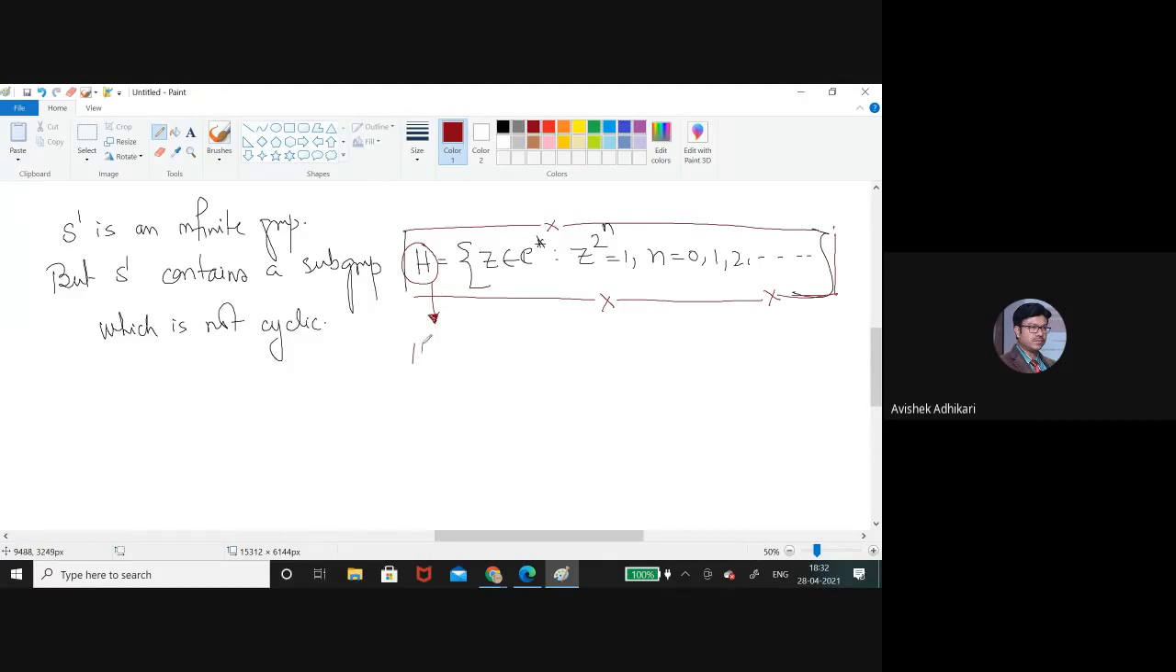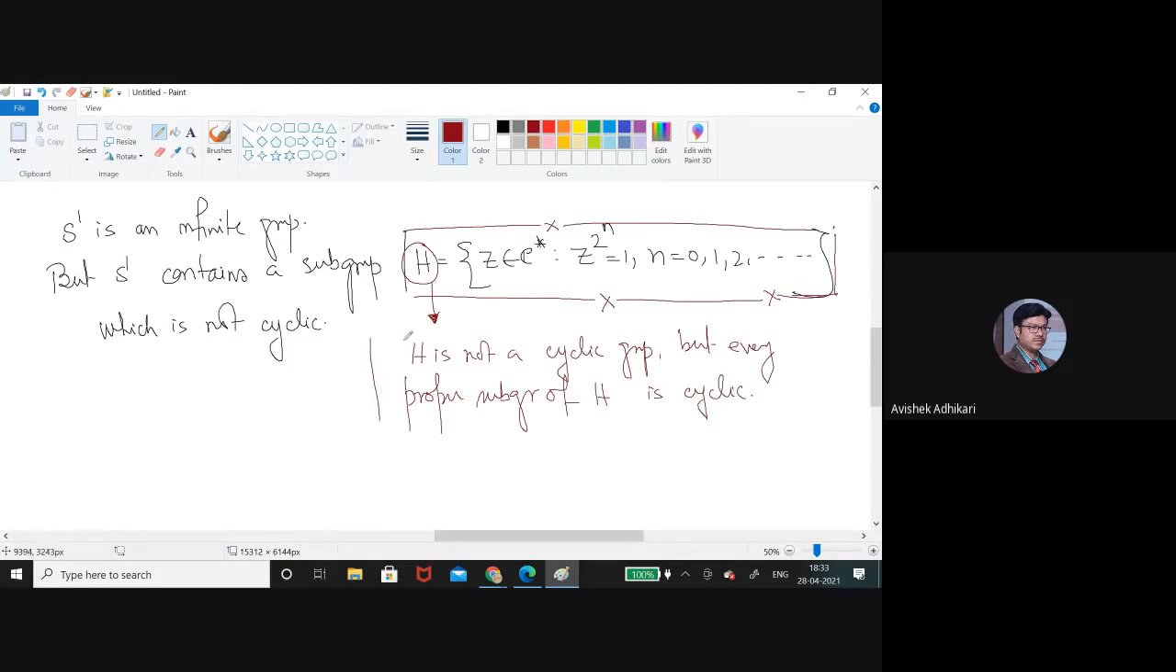So this H is not a cyclic group, but every proper subgroup of H is cyclic.